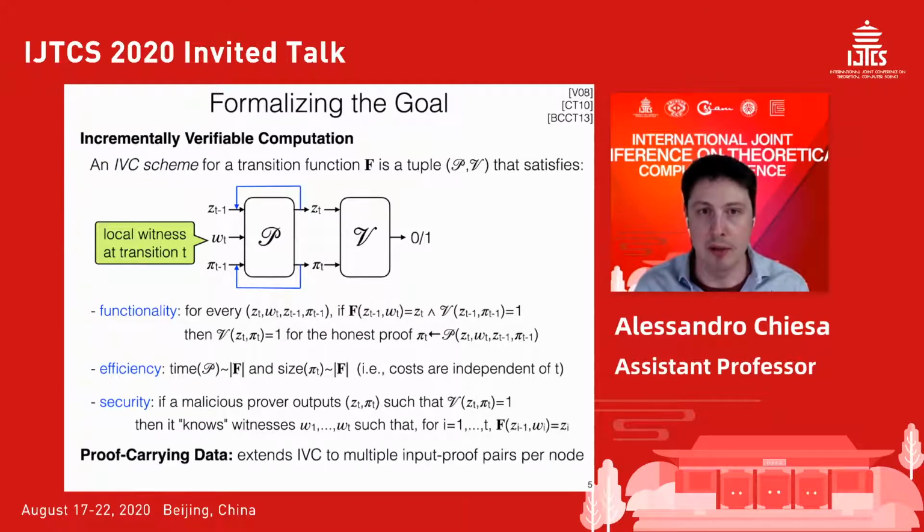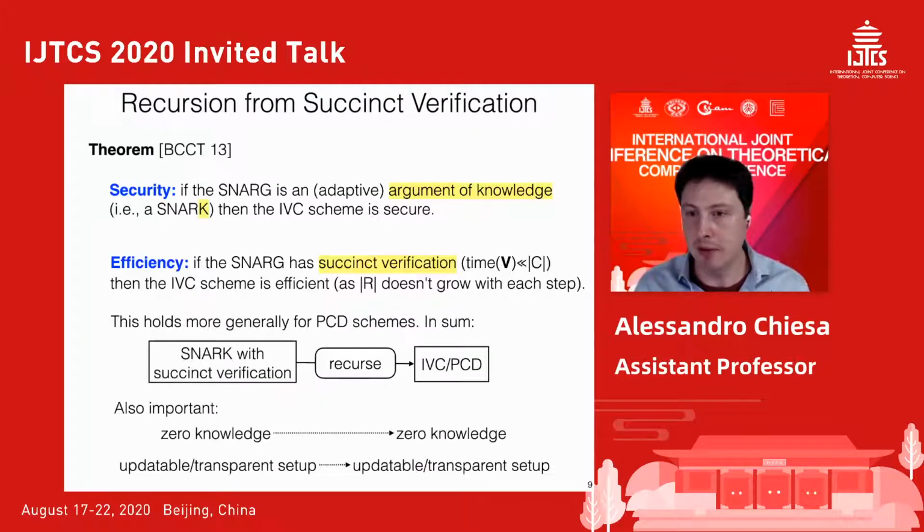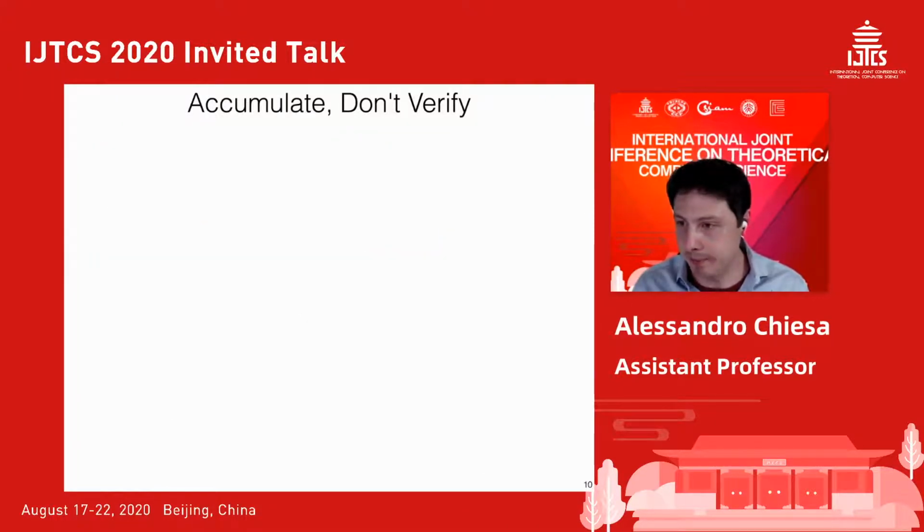Okay, now coming back to where we were. Here we learned that if you give me a snark with succinct verification, then I'm able to construct this IVC notion from it. This is a fine theorem, but there's something that is kind of annoying, which is we have good constructions of snarks that, however, do not have a succinct verifier, and we would like to use them for recursion. So this brings us to the next part of the foundations of recursion, relating to so-called accumulation.